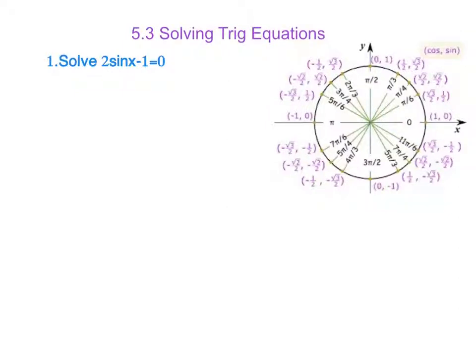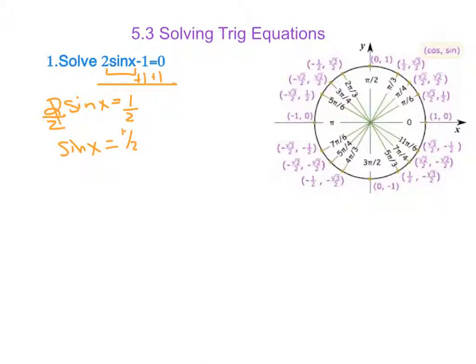5.3 Solving trig equations. Number 1, solve 2 sine x minus 1 equals 0. So your goal is going to be to isolate your trig function. So you need to get sine x by itself. So I'm going to add 1 to both sides. That gives me 2 sine x equals 1. Divide by 2. I get sine x equals a half.